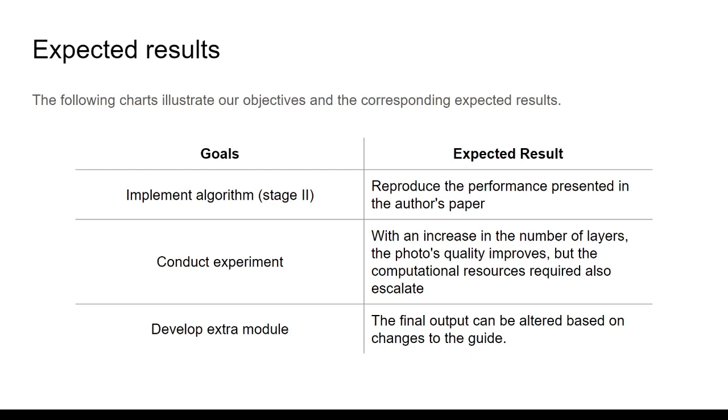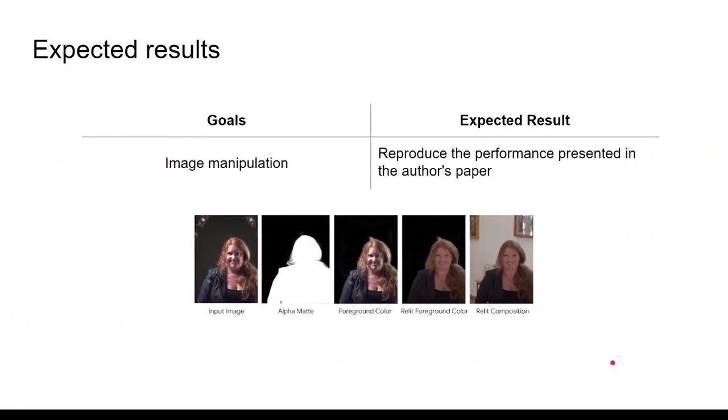The extra module can change the final output based on the guide. Finally, we expect the result of image manipulation is that the foreground won't appear abrupt against the background. This is our proposal.